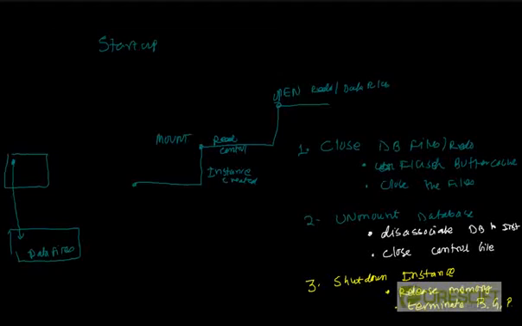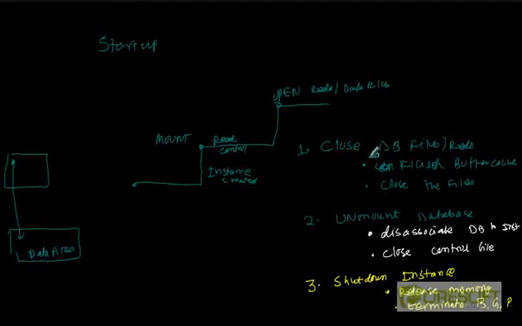There are three different modes in which you can shut down the database. The one where you just give the command shutdown means all three things are going to happen: it will close the DB files, unmount, and shut down the instance. By default, that mode is called normal. So if I just write shutdown, that means a normal shutdown.